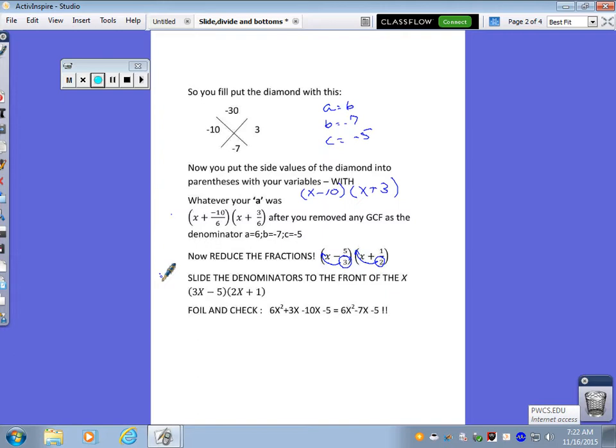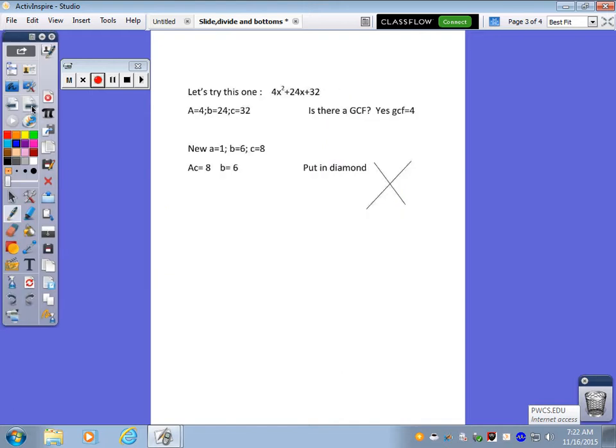So when you FOIL and check this, 3x times 2x is 6x squared. 3x times 1 is 3x. Negative 5 times 2x is negative 10x. And negative 5 times 1 is negative 5. And we collect like terms. Look, we end up with exactly the same trinomial that we started with. Seems a little confusing at first, but once you get the hang of this, this is a great method for factoring trinomials. So now let's try this one.